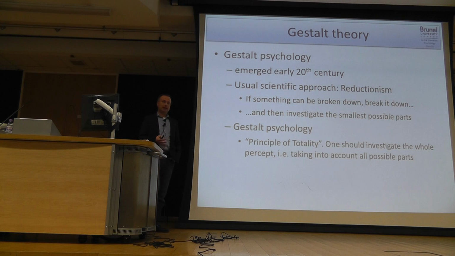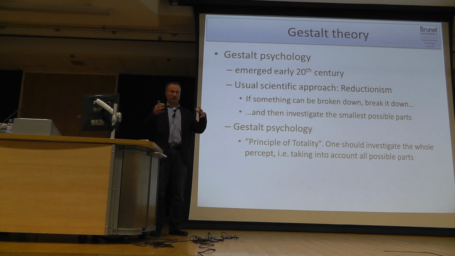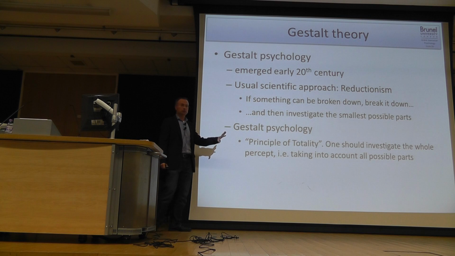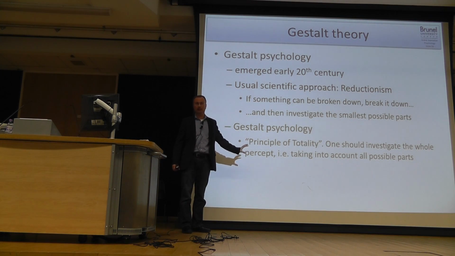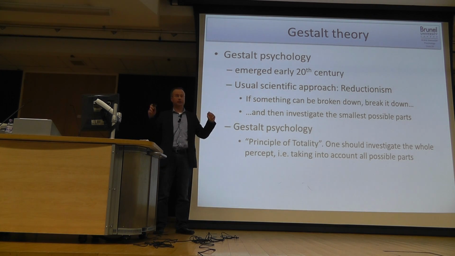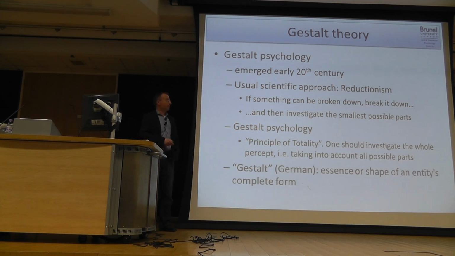So Gestalt psychology advocated the principle of totality. That means one should investigate the whole percept. That means taking into account all parts, specifically not breaking it down, but looking at the whole picture. And for some areas of cognitive psychology, that makes complete sense. One area is perception. Another area, we will see in a later lecture, is problem solving. There again, we need the whole picture often. And the term Gestalt is a German word, and it basically means the essence or shape of an entity's complete form.